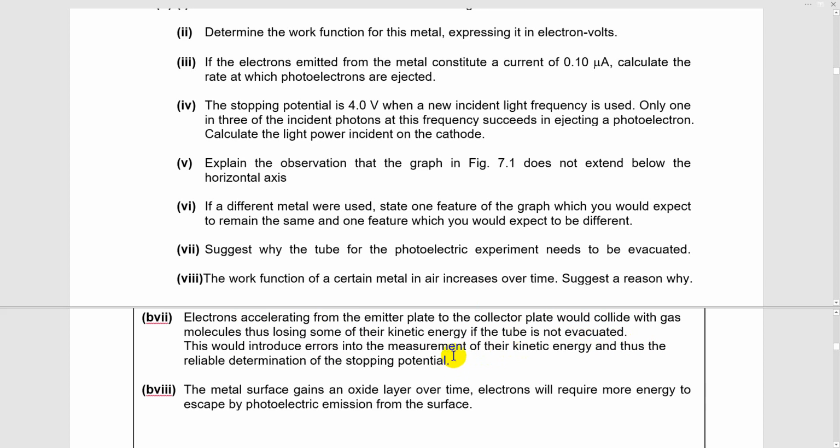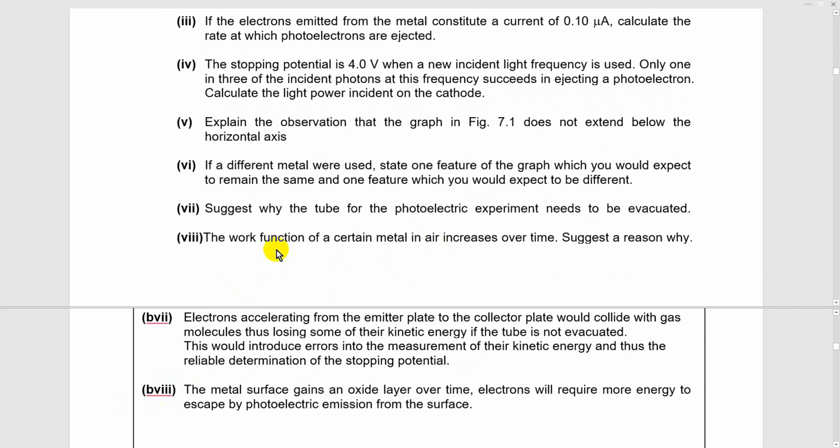And at the same time, if you have some gas molecules, then you will definitely introduce errors in the measurement of the stopping potential to measure the Ke. Okay, then B part 8. Also another suggest question. That means you probably didn't see this in the lecture notes, or you have to read elsewhere, or on the spot you try to guess a possible reason.